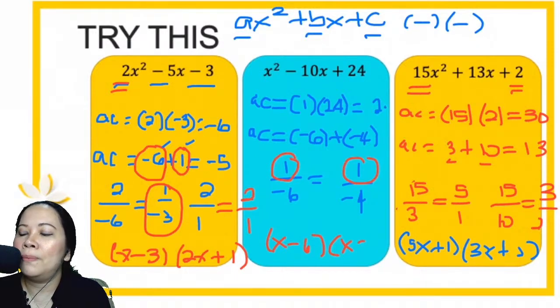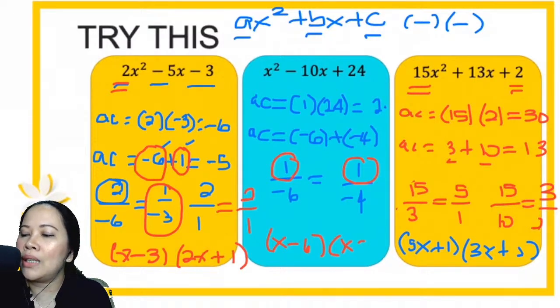Therefore, the third step will be to divide the A with your factors. So 2 divided by negative 6, simplified, is 1 over negative 3. And then 2 divided by 1 will be 2 over 1. And then the numerator will always have the x. 2 times x is 2x, plus the denominator, which will be the number that you have to add.